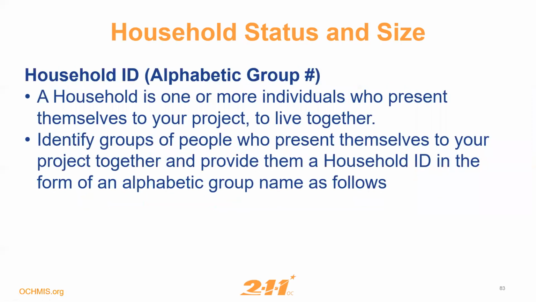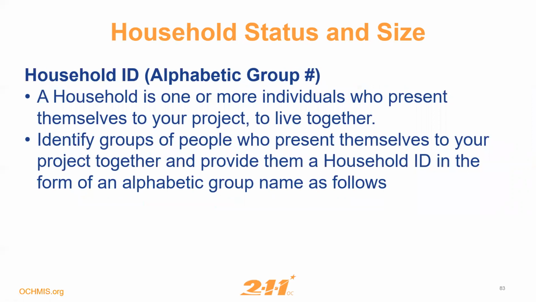Then we have questions asking about the household status and size. The first question is a little bit tricky, so we want to go over it in detail. We need to know which clients are in a household together. So the first question is household ID. And this is an alphabetic group number.